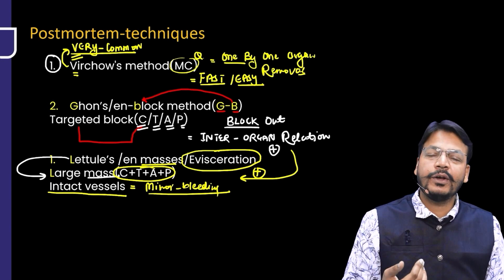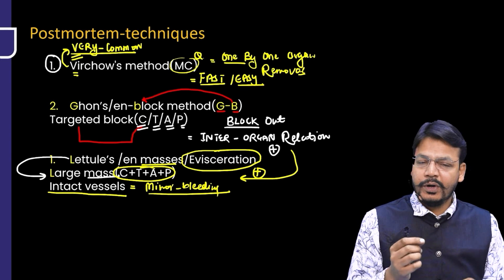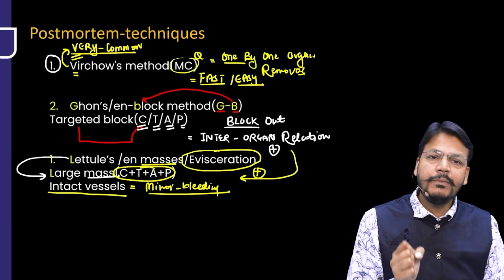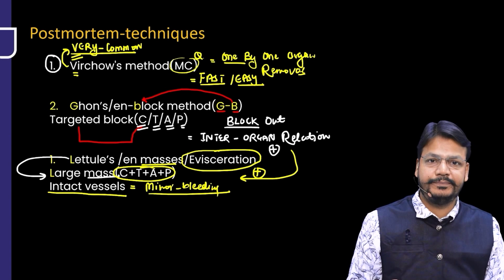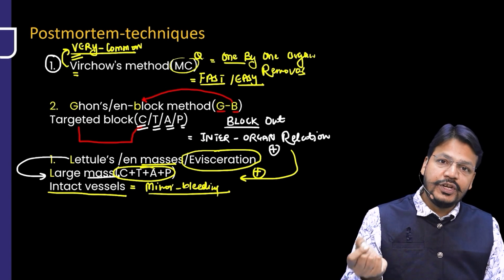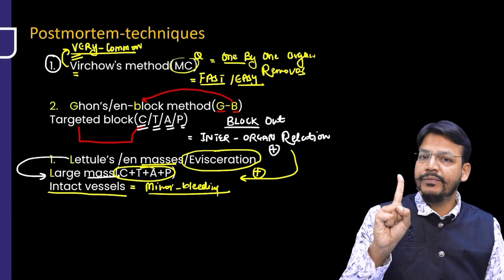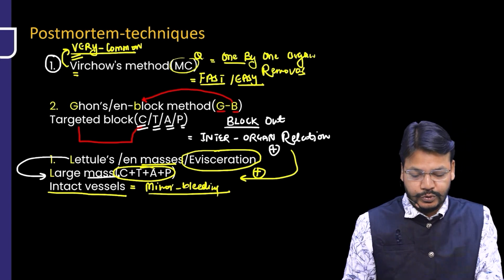So, if you get a question, sir, if you want to ascertain a simple bleeding, which method can be used? That is the Letulle method. Evisceration and mass. Gons, en block, one by one. It's the most common method.